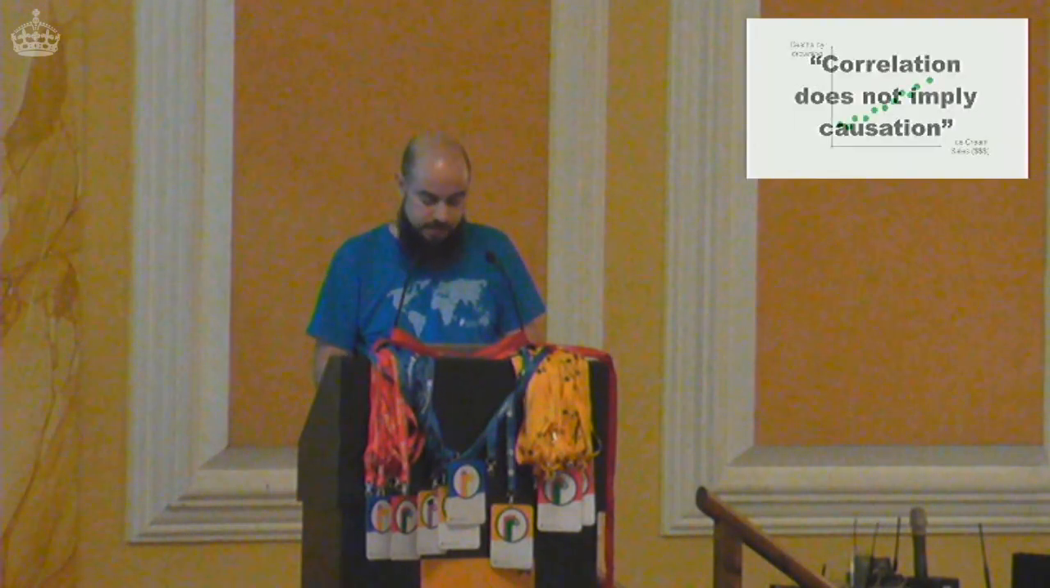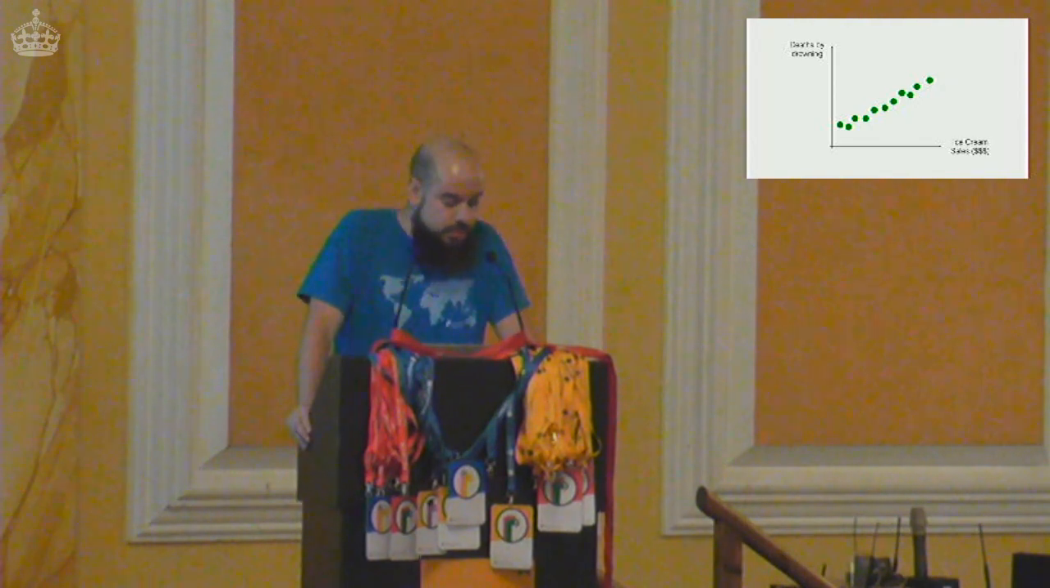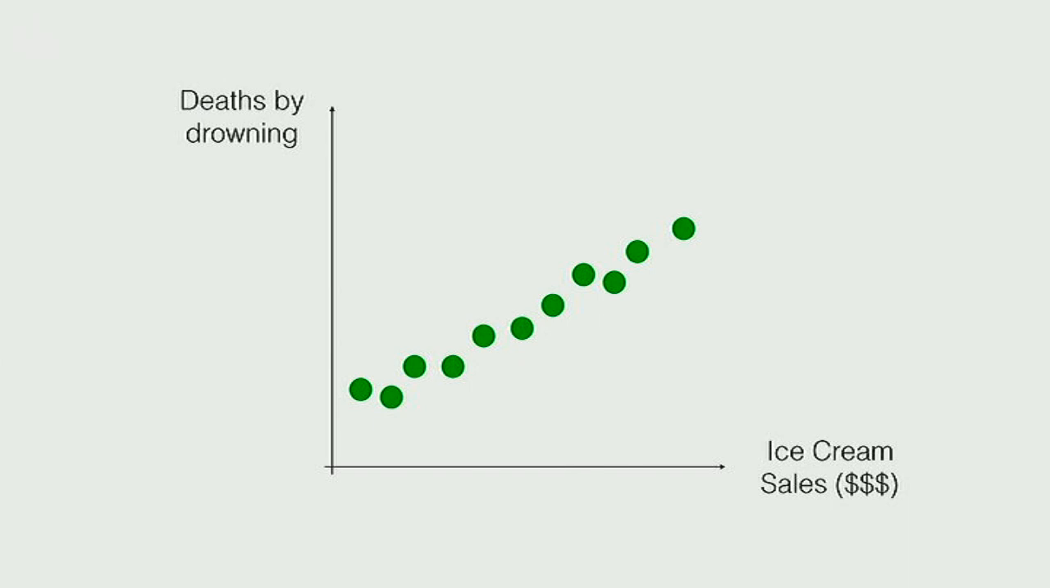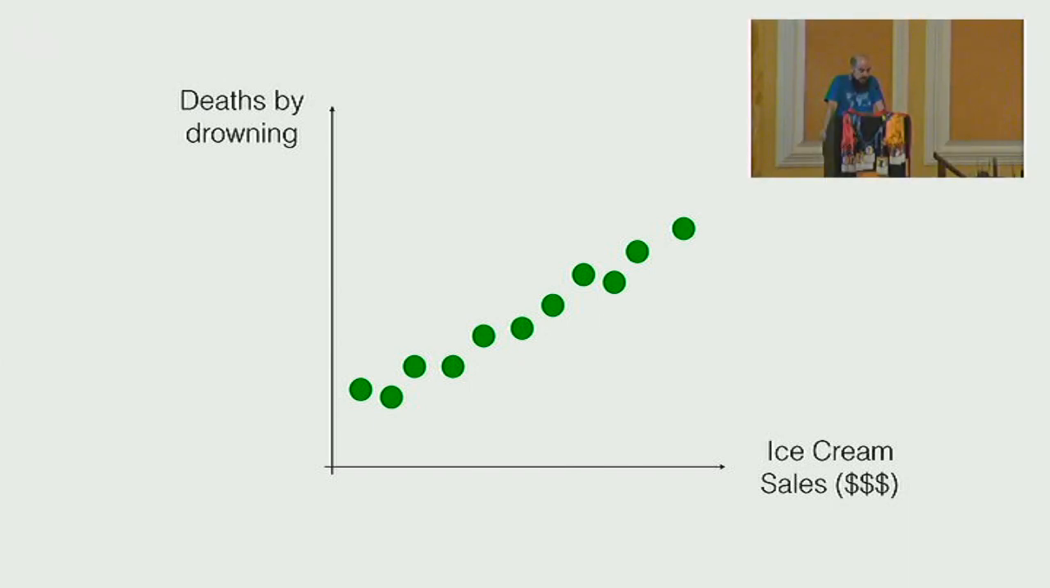For example, there are two variables that correlate here. Ice cream sales and deaths by drowning. So there is a correlation. Now the question is, is ice cream really a killer?